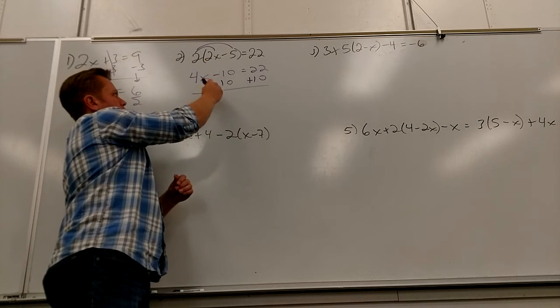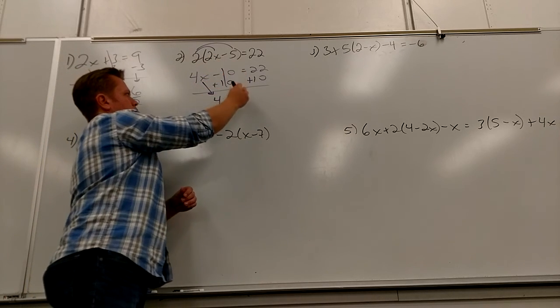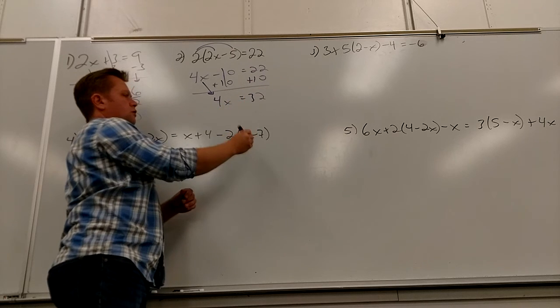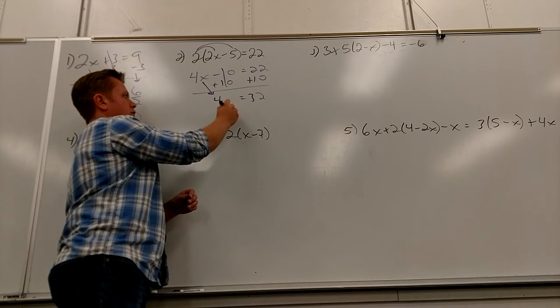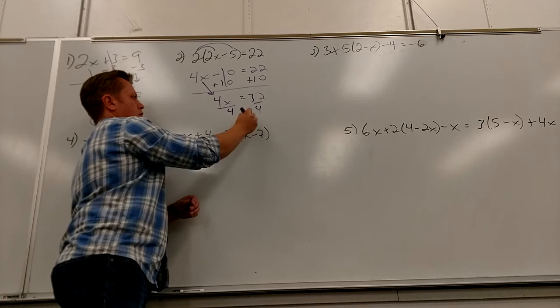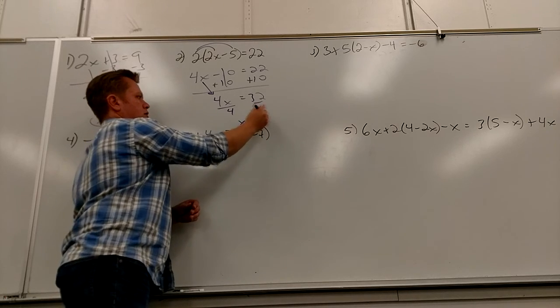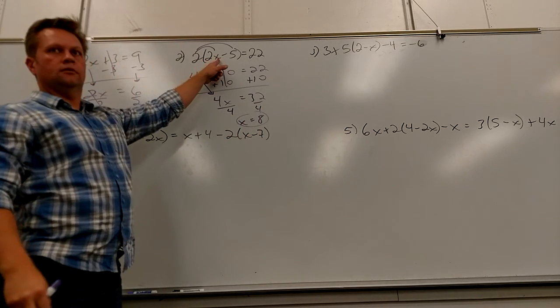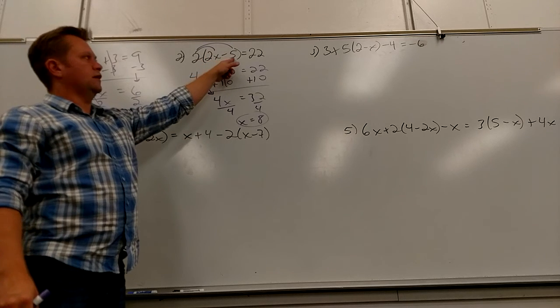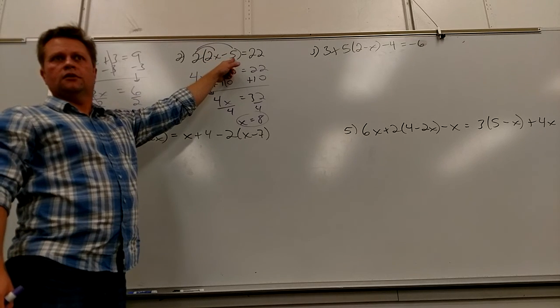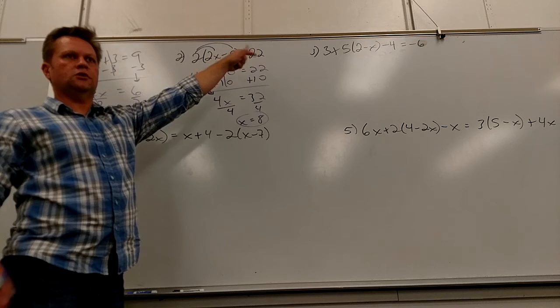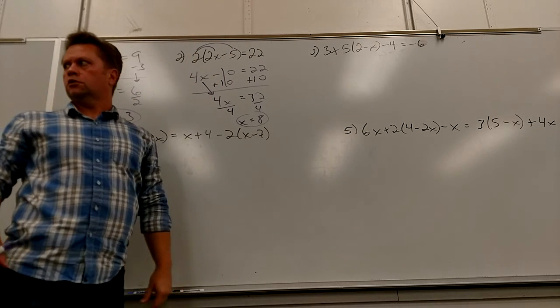So here you get 4x equals 32. And then, of course, divide by 4. x equals 8. So if you put an 8 in, you get 16 minus 5 is 11 times 2 is 22. Check. I like it.